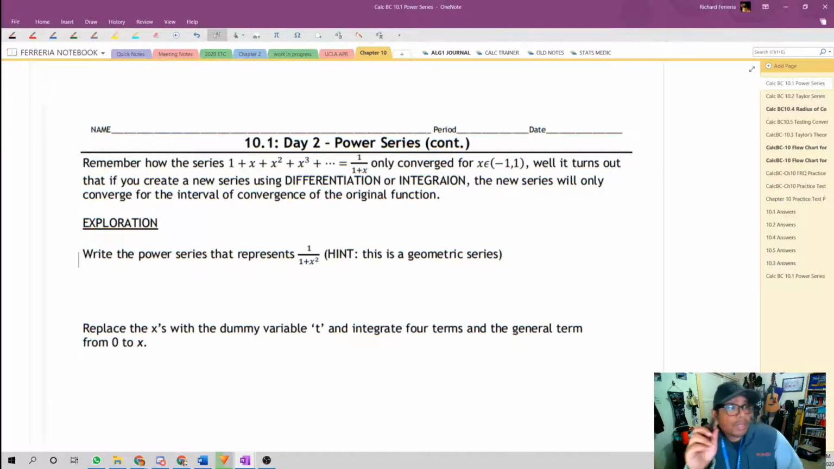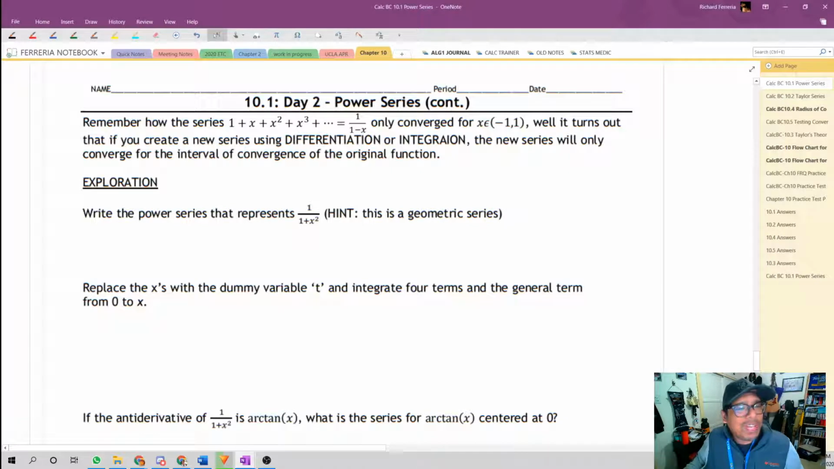So important for us also, if you remember that the series 1 plus x plus x squared, etc. only converged for x between -1 and 1, then any series that you create using differentiation and integration is going to have that same interval of convergence. So you don't have to redo an interval of convergence if you knew the interval of convergence of the series that you began with.